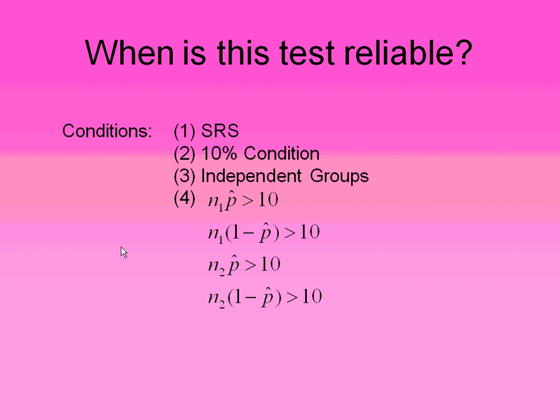Our fourth condition, checking to see if the np's are greater than 10, well, now we have 4 to check, and that's because we have two sample sizes, our male sample and our female sample. So we have n p hat and n q hat, and then the same for the female. Notice that we have 4 to check, using p hat, the pooled sample proportion. That is why we have to calculate that pooled sample proportion to check our conditions.